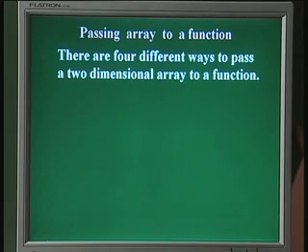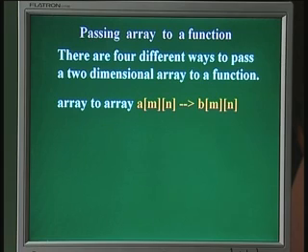Now, passing an array to a function and returning an array from a function are slightly different. Here is the way of passing a two-dimensional array to a function. How do we do that? There are 4 different ways, I said. One is array to array. In the call to the function we can define array A, and in the function we can define another array B, and this would pass an array to an array. We will see in a program how this is done.